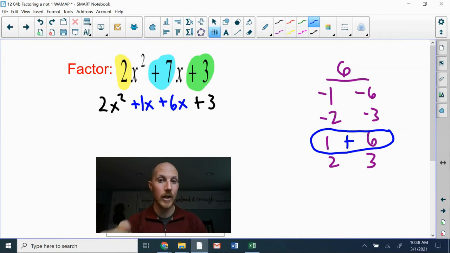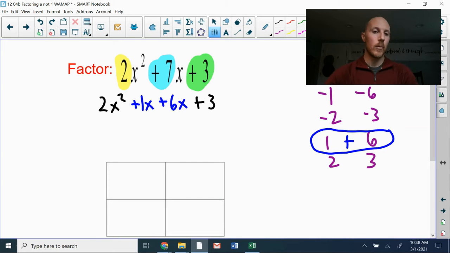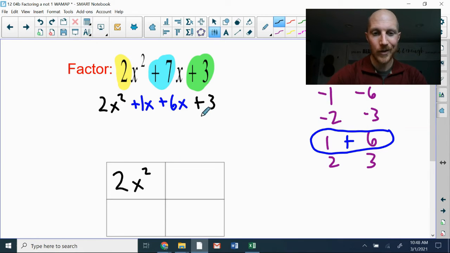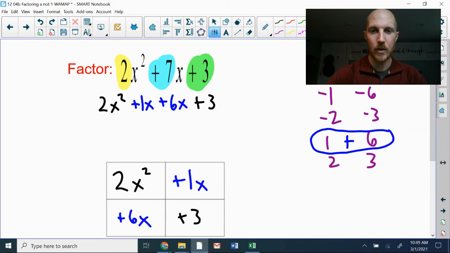So this is mathematically equivalent to the original. 1x plus 6x is the same thing as 7x, but now I have 4 terms. So I can fit those 4 terms into my factor box. It'll fit all 4 spaces in the factor box so that I can factor, right? So the x squared term always goes in the upper left. The constant always goes in the upper right. Those 2 center terms are interchangeable. I'm going to fill them in, the 1x up there and the 6x down here.